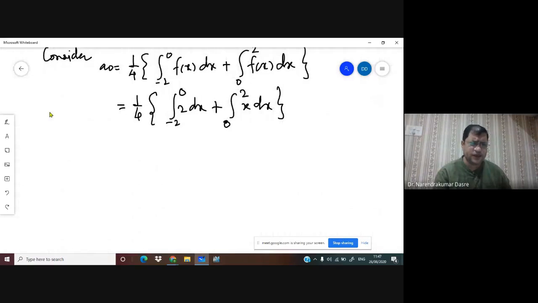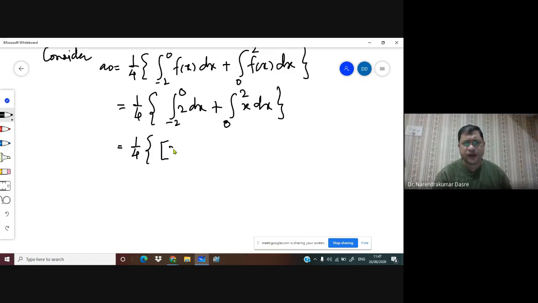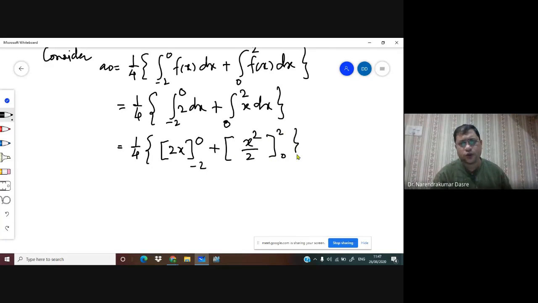Now integration is very easy. Let us evaluate 1 by 4. Here we get 2x from minus 2 to 0 plus x square by 2 from 0 to 2. Please be careful with the integration and the limits. If I put 0, this will be 0, minus, because we are using the lower limit. If you take x equal to minus 2, this will be minus 4, and already we are using the lower limit, so minus, and this will be plus. Plus, if you put 2, this will be 4 by 2, and if you put 0, this will be 0.